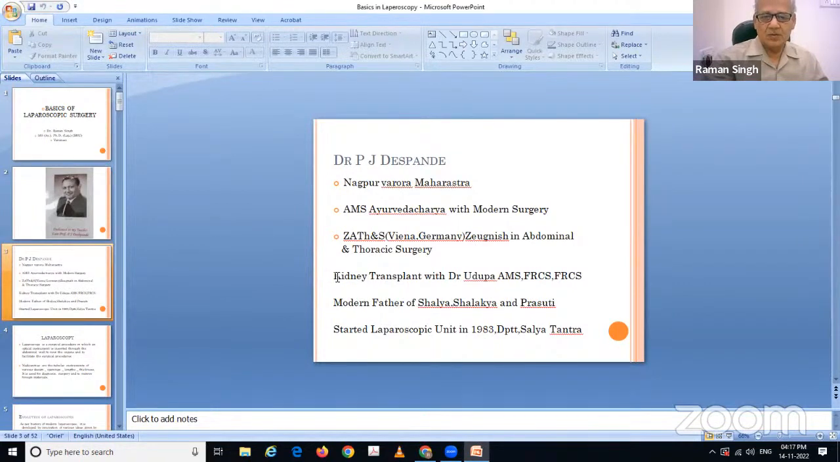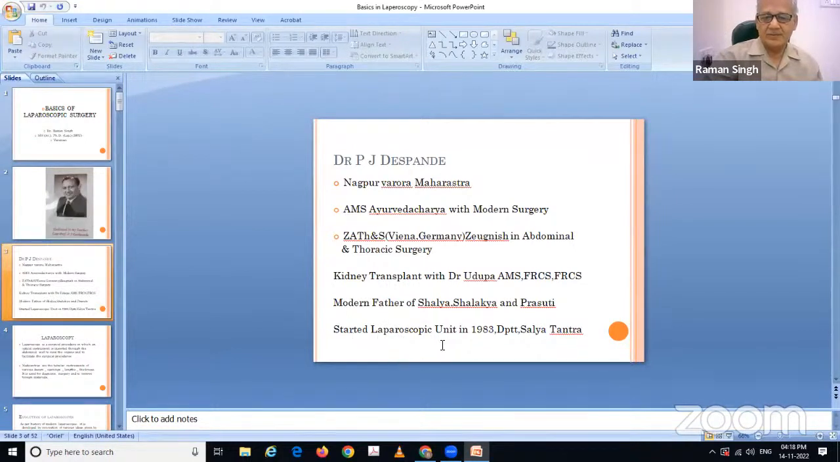He was the first who did the kidney transplant with Dr. Udupa in Banaras Hindu University. And he was the modern father of modern Shalya and Prasuti. Before his era, only Kaya Chikitsa was prevalent in India, and clinical subjects like Shalya and Prasuti were on the back foot. Dr. Deshpande, after coming from Germany, was head of the department of Shalya Tantra, and he started training BAMS graduates, Dr. Premwati Tiwari, and made her the head of the department and a good gynae and obstetric surgeon in the Ayurveda field.